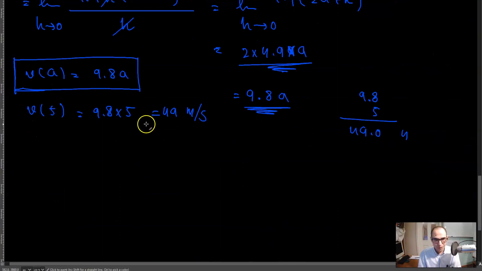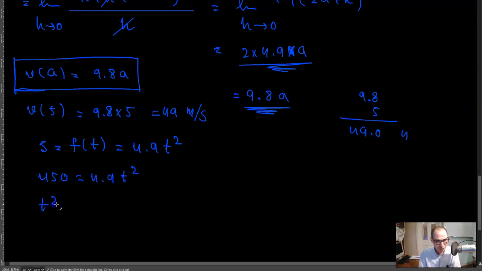Or, for example, when the stone hits the ground, the relationship was s = f(t) = 4.9t². And so when it hits the ground, s becomes 450, equal to 4.9t², which means that t² is equal to 450 divided by 4.9, which means that t is equal to the square root of 450 over 4.9.